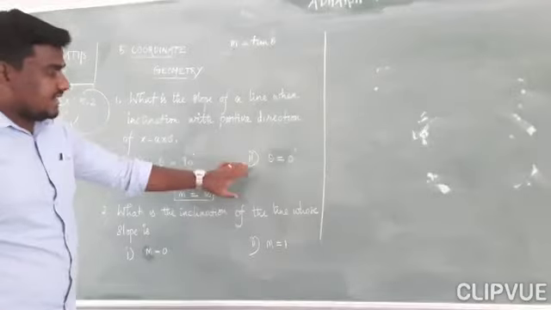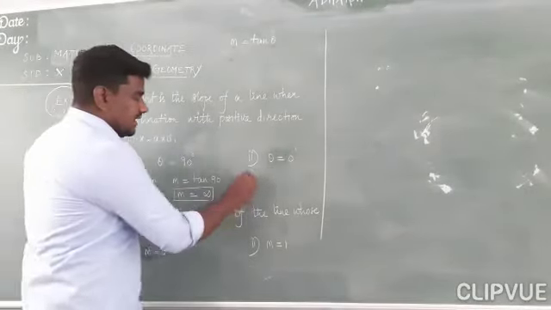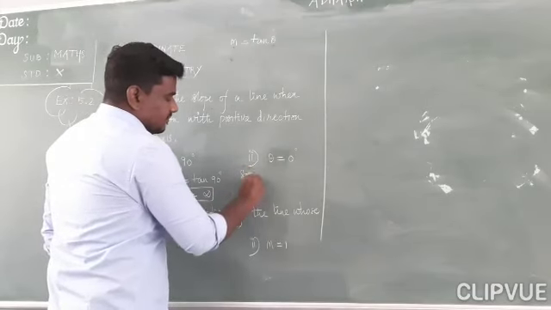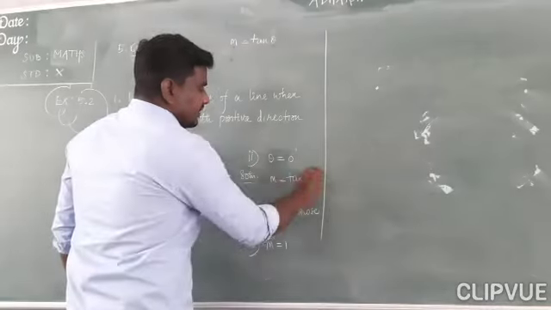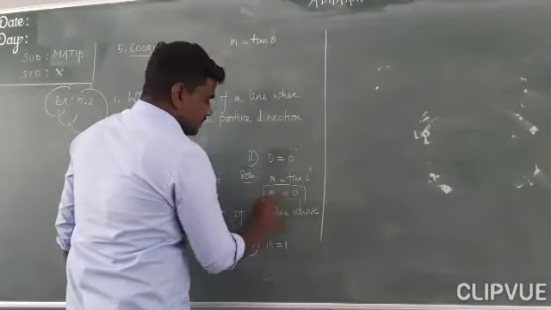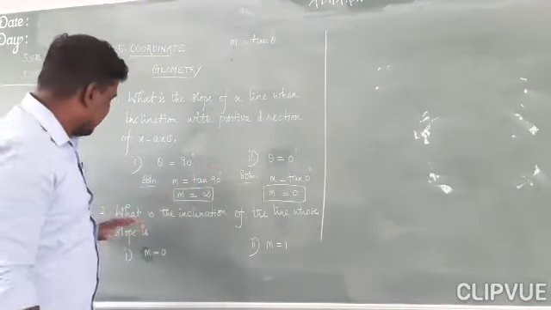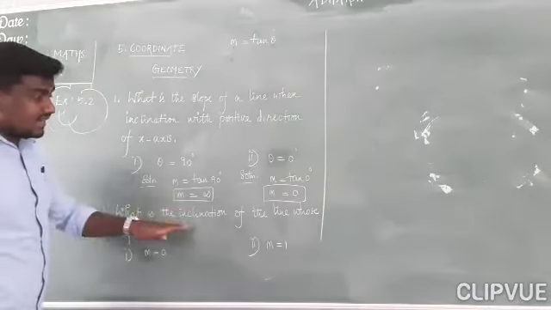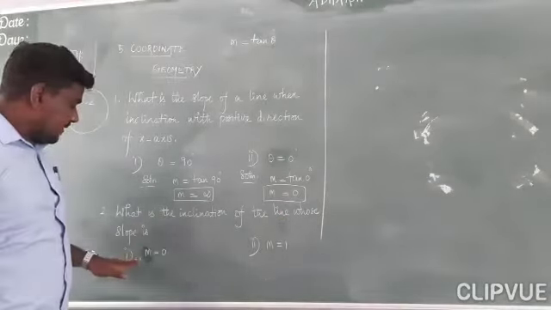The next, second subdivision, theta equal to 0 degree. If theta equal to 0 degree, then m is equal to tan 0 degree. Tan 0 value is 0. So slope m is equal to 0. Right. Move to the second one. What is the inclination of the line whose slope is m equal to 0?